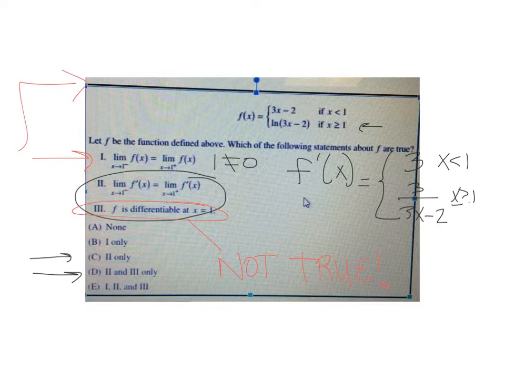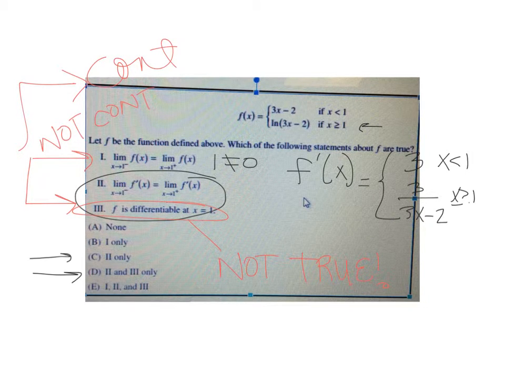Number 1 is talking about continuity. If the limit as x approaches 1 from the left is equal to the limit as x approaches 1 from the right, and that's equal to f of 1, which is 0, then the function would be continuous. So since number 1 is not true, the function is not continuous. Automatically, if you are not continuous, you are not differentiable. So number 1 was false. The function was not continuous at 1, therefore it is not differentiable at 1.